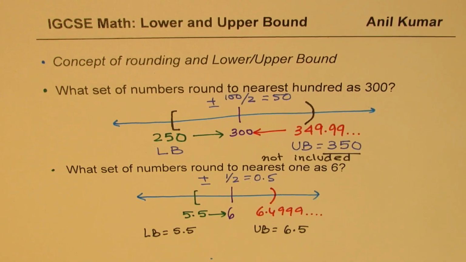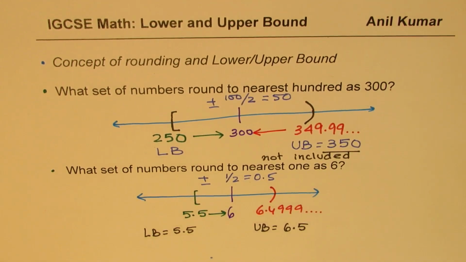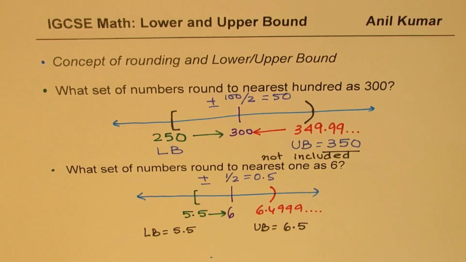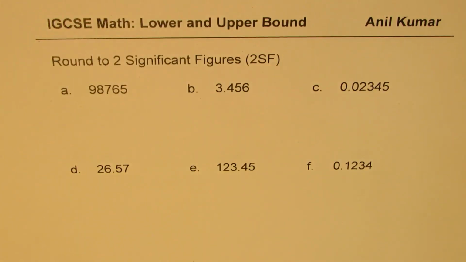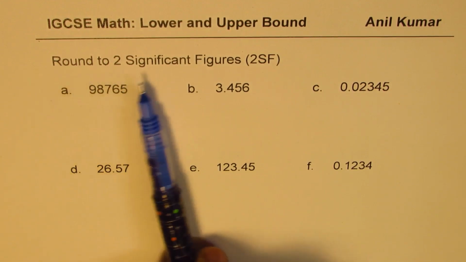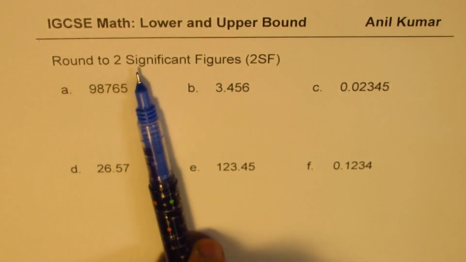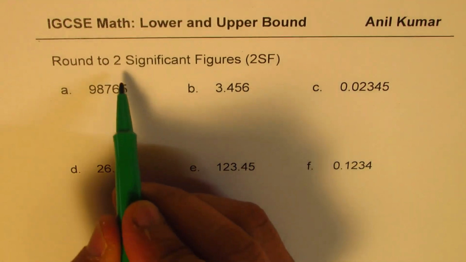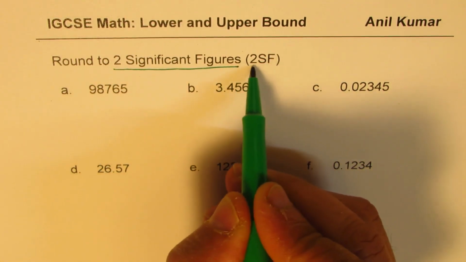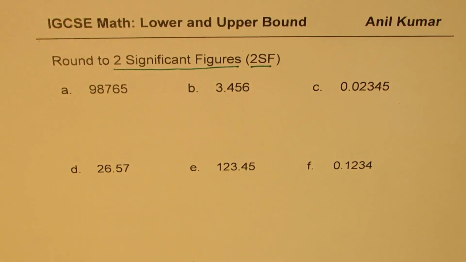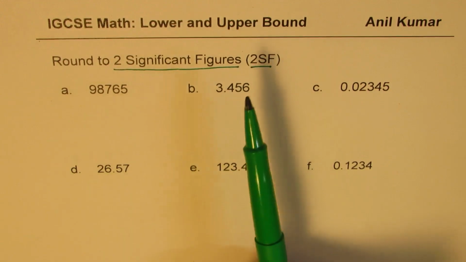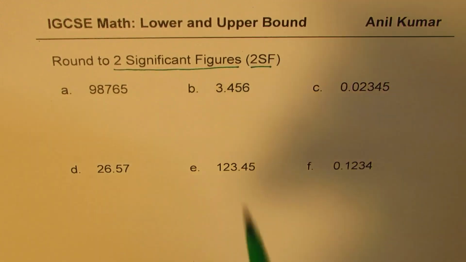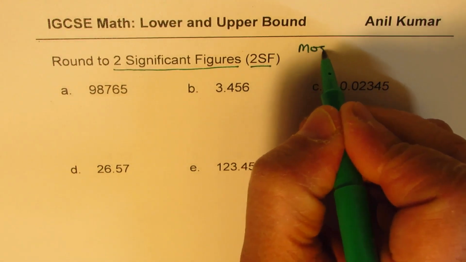So the link between rounding and upper and lower bound, I hope, is absolutely clear. Let's move on and take some rounding numbers. As an exercise, we'll round to two significant figures. Now this term, two significant figures, written in short as 2SF, is also new for many of our subscribers, right? So let's try to understand. Significant means most important, right? Think like this: most important.